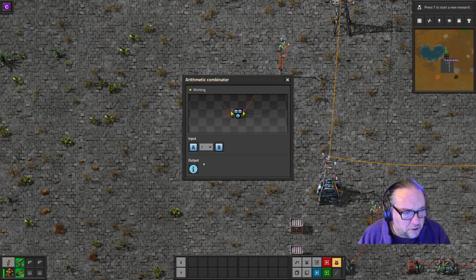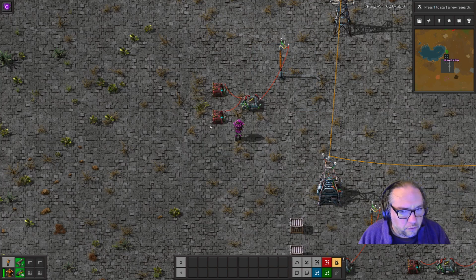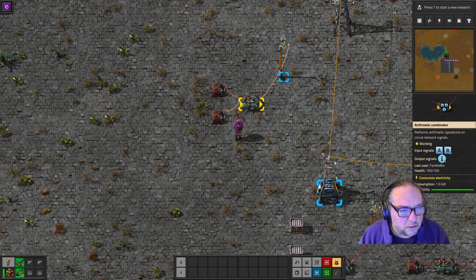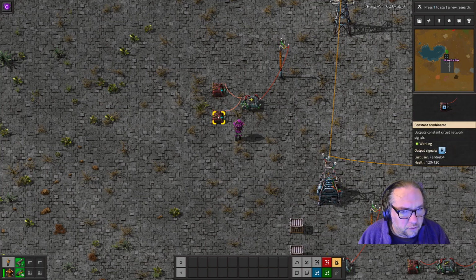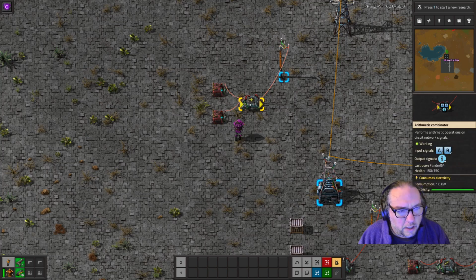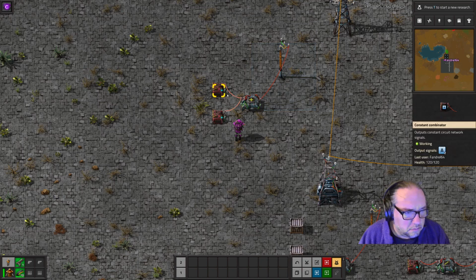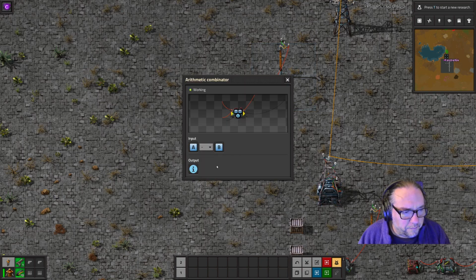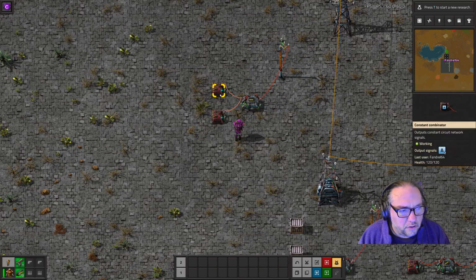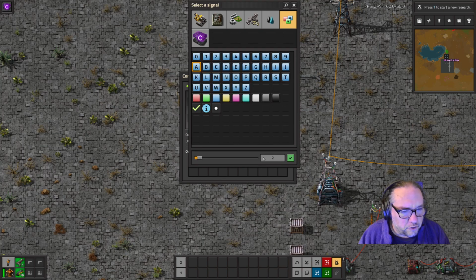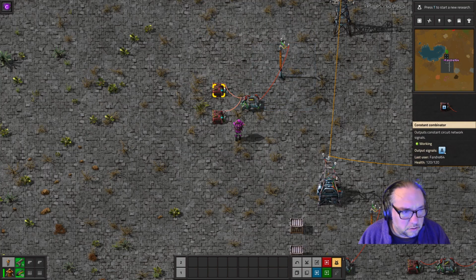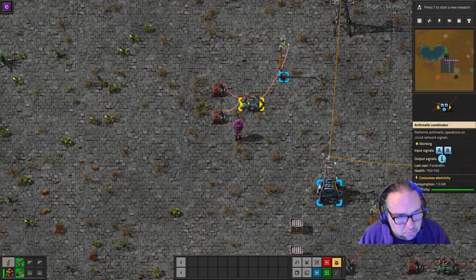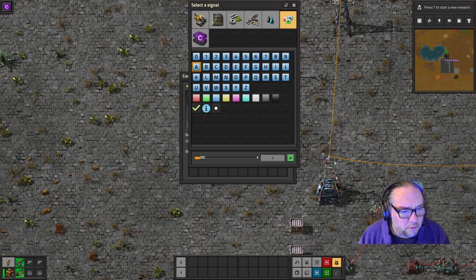If we go division, A divided by B, 2 divided by 2 is 1. Addition, A is 2, B is 2, A plus B, 4. Subtraction, A minus B, we won't get a signal because 2 minus 2 is 0, no signal. But if we change this to 4, our output will be 2 because 4 minus 2 is 2. Pretty straightforward, pretty simple.